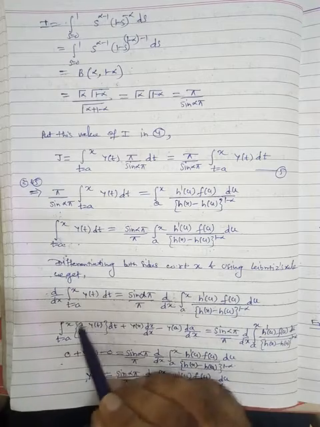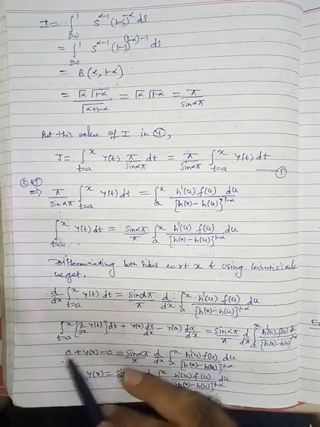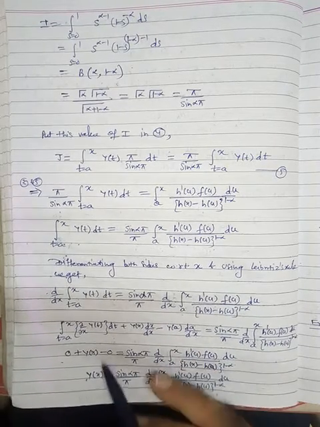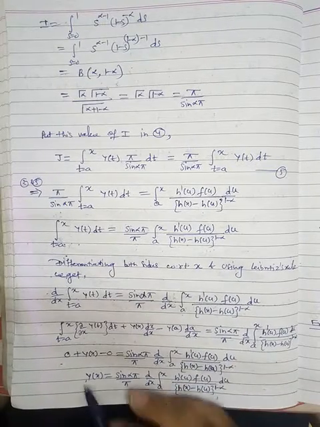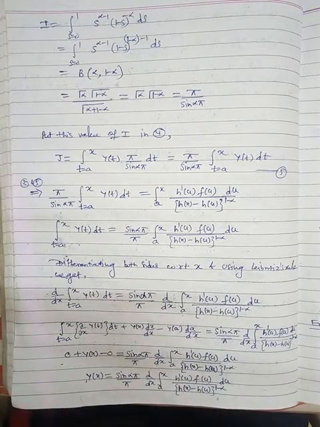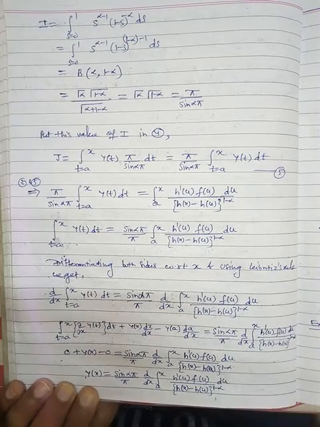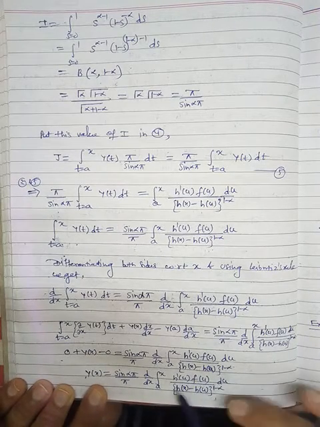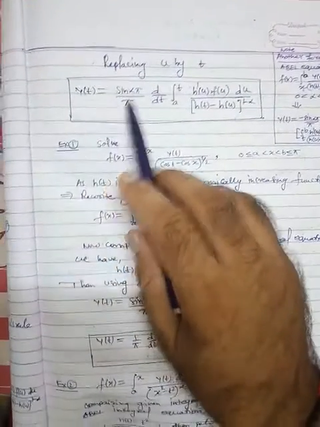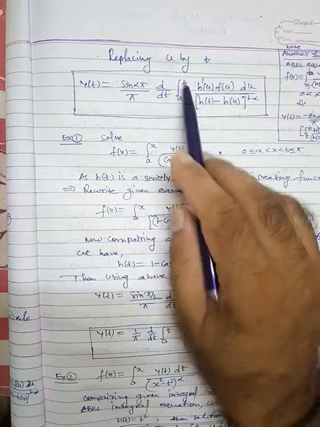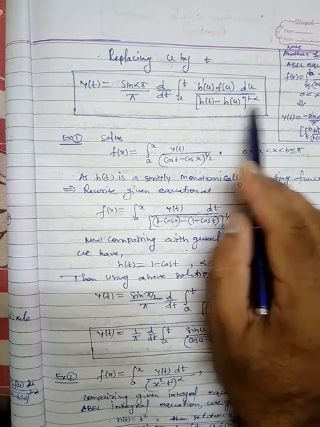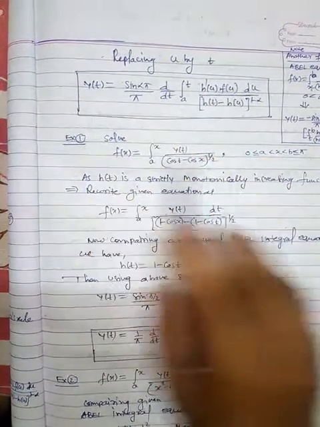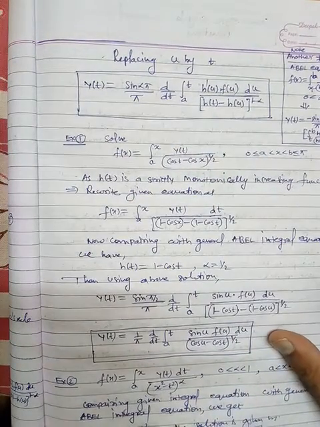So now when you differentiate this part, this will be 0, so 0 plus here we have y(x), minus this will be 0, this is a constant, that's why, and the right hand side as it is, so y(x) is this. So now replace u by t here. So what we will get? We will get y(t) is equal to sine alpha pi upon pi d by dt of the integral from a to t of h dash u f(u) du divided by (ht minus hu) raised to the power 1 minus alpha. So this is the solution, the general solution of the Abel integral equation.